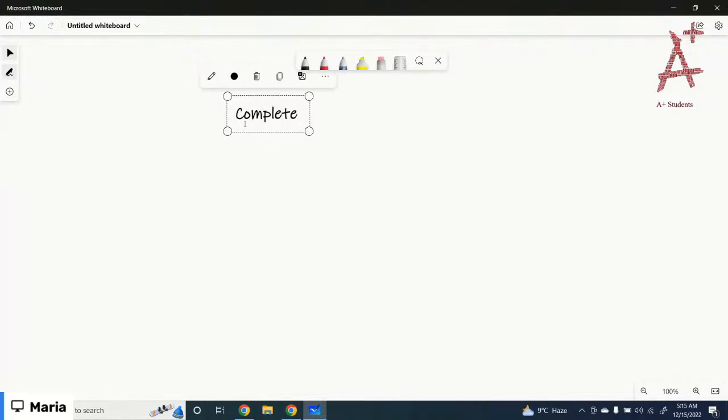The lesson name is complete a table and graph a linear function.